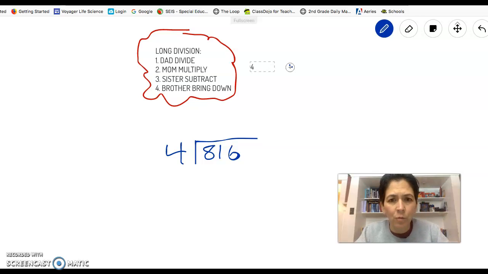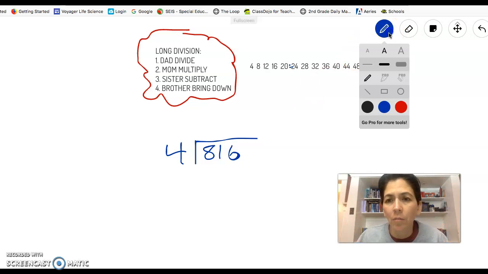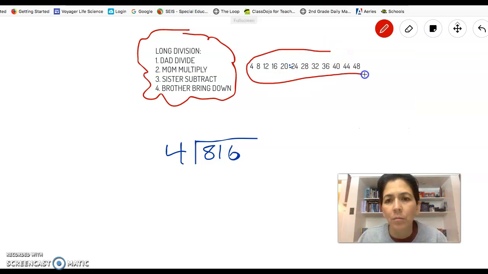Remember our steps: dad divide, mom multiply, sister subtract, brother bring down. I'm going to write my skip counting 4s up here: 4, 8, 12, 16, 20, 24, 32, 36, 40, 44, 48. Again, if you've got your skip counting charts, please use them.